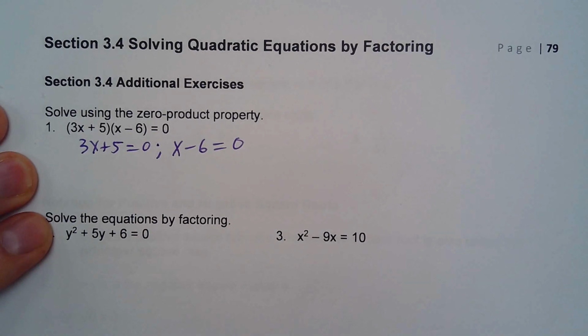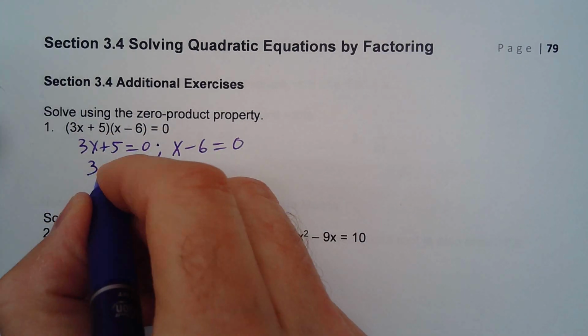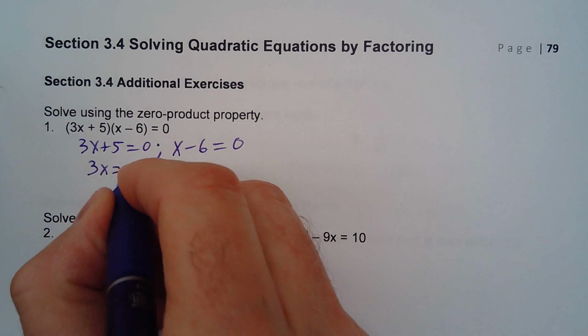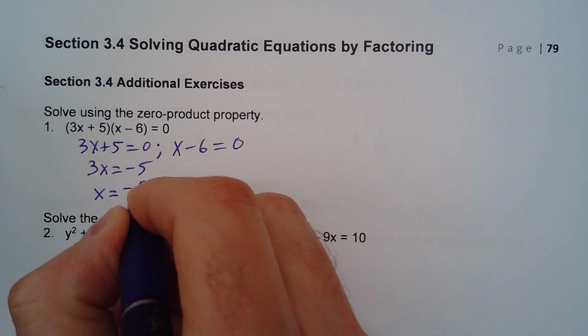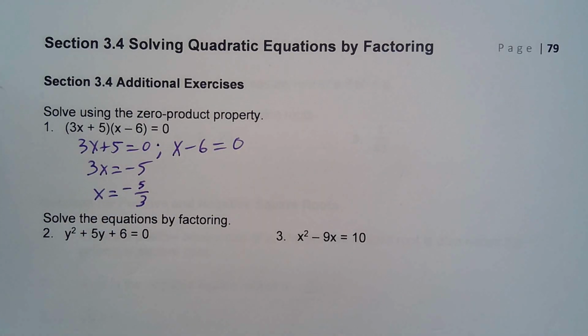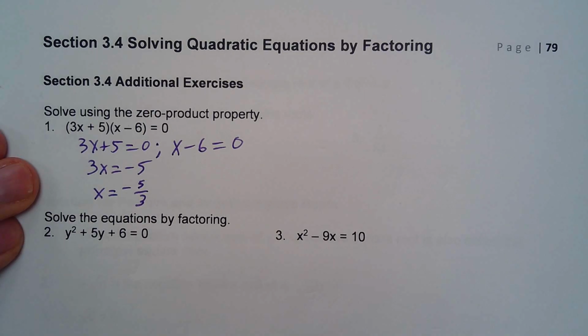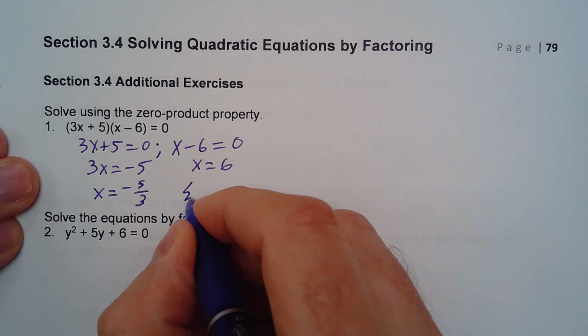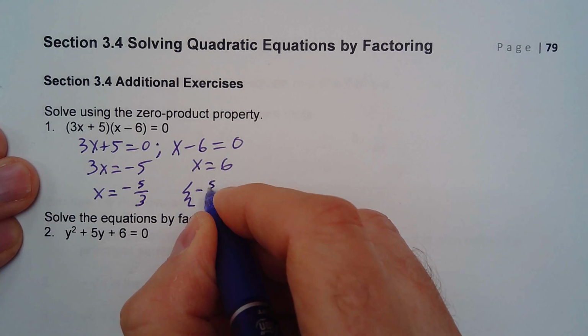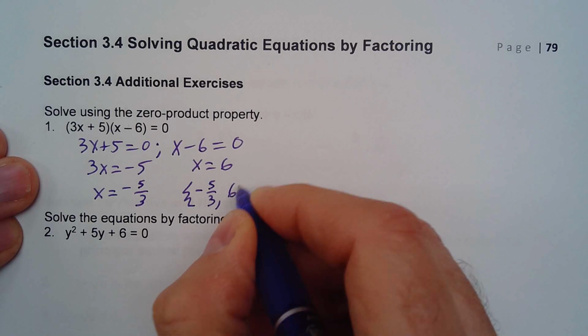So here we would take away 5 from both sides, and then we divide by 3. On this other one, we would add 6 to both sides. So our two answers are negative 5/3 and 6.